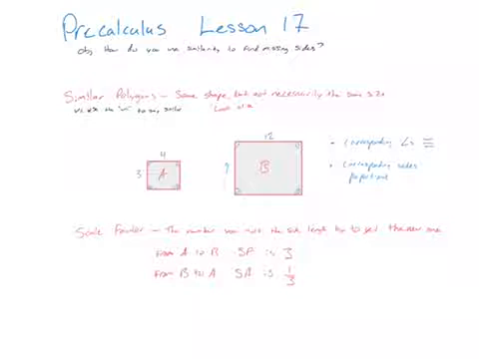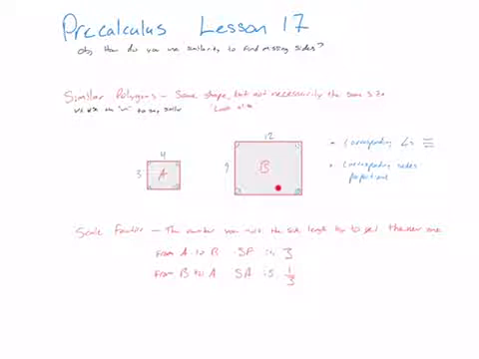Okay? Now a scale factor is simply the number that you would multiply one side by on one box to get the side on the other box. So notice here, if I'm going from the small box to the big box, what do I need to multiply 3 by to get 9? Well, I need to multiply 3 by 3 to get 9. The same thing would work from 4 to get 12. 4 times 3 would give me 12. So that's what we call the scale factor.